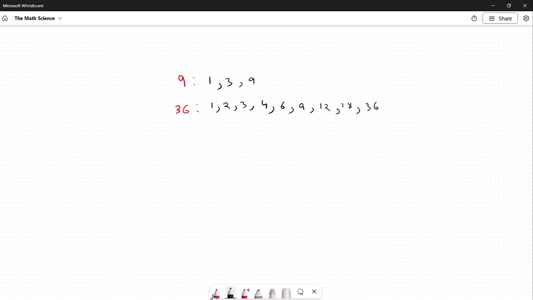So we stop here. So these are all the factors of 36, but we can simply stop at 9 because we have found the highest common factor. And going to 12, 18 doesn't really help because it won't be larger than 9. So 9 is the HCF of 9 and 36.